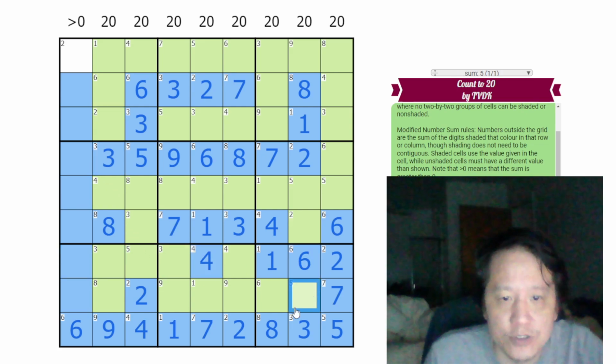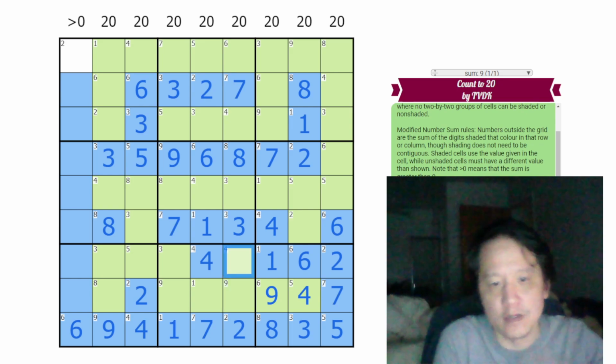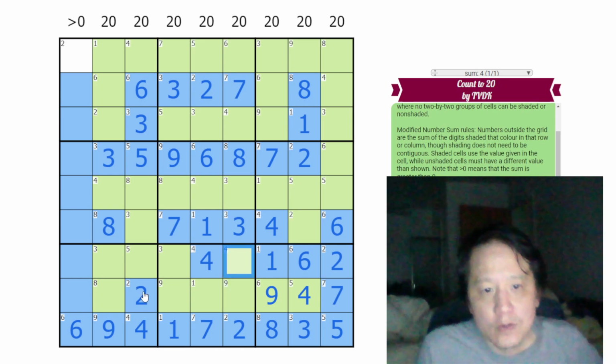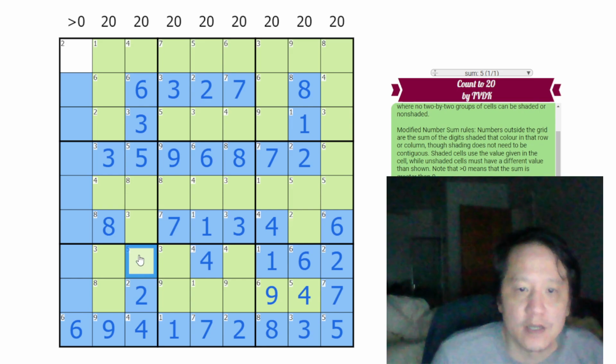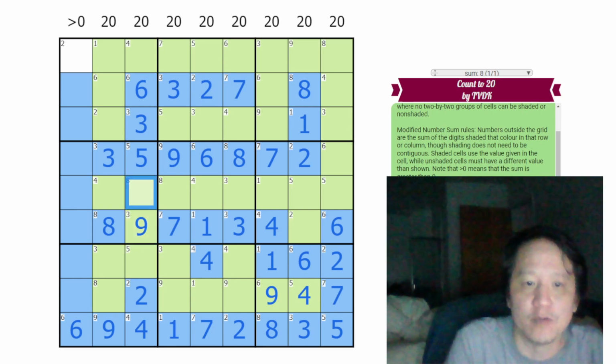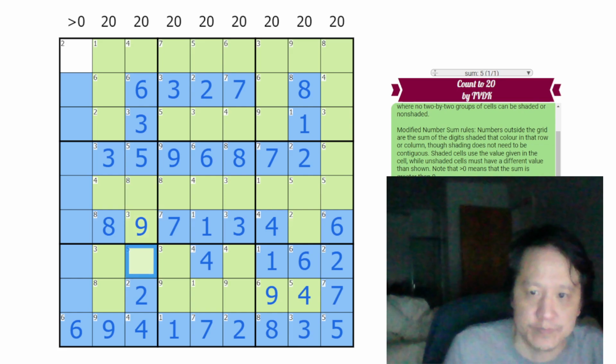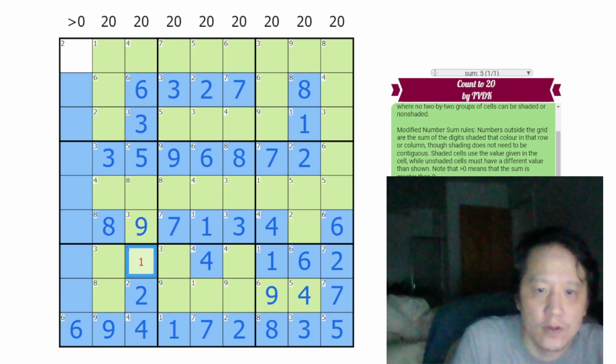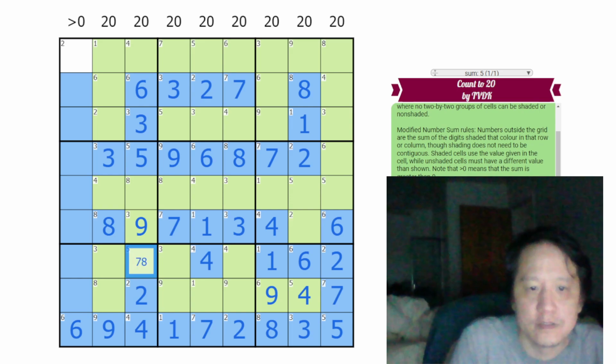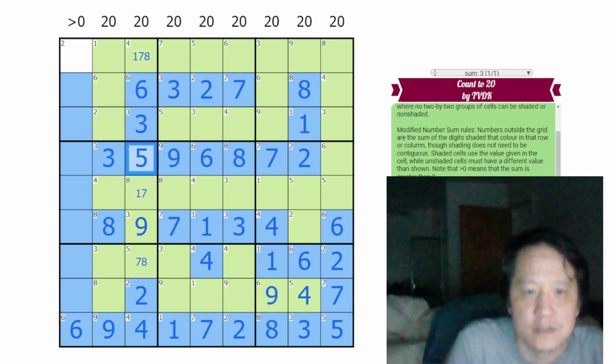Okay, so now we do just Sudoku. So now we have what? 4 and 9. So this is 4, this is 9. We have 1, 7, 8, 9. So this is 9. And we have 1, 7, 8. So this is 1, 7, 8. This is 178, 178, 178.